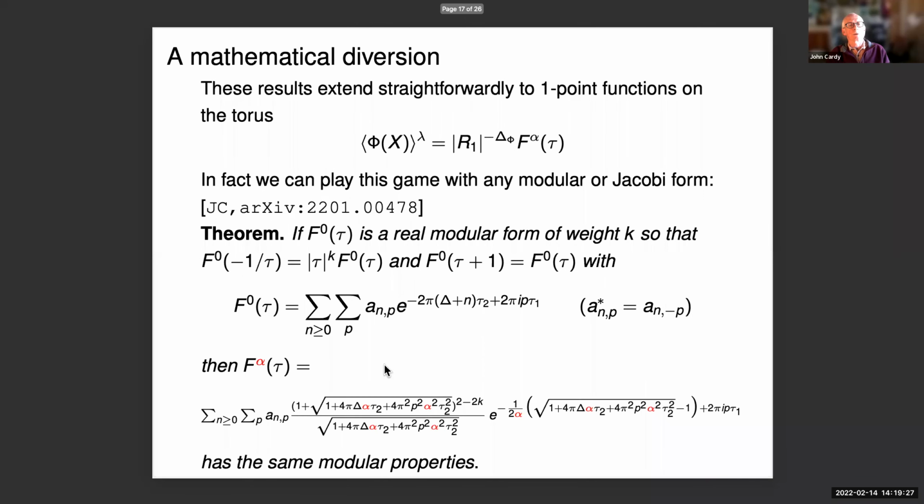Then the deformed form is this horrible expression here, which you get by doing that contour integral in S that I talked about. So here you see the deformed spectrum, but here these are the matrix elements. These are the deformed matrix elements of this operator X phi between the deformed eigenstates. Anyway, the mathematical theorem states that if this is a modular form, then this, which you can think of as the deformed modular form, is also a real modular form of weight K. Of course, it doesn't have a simple Q expansion anymore because of all these square roots here, but nevertheless, it has the same modular properties.